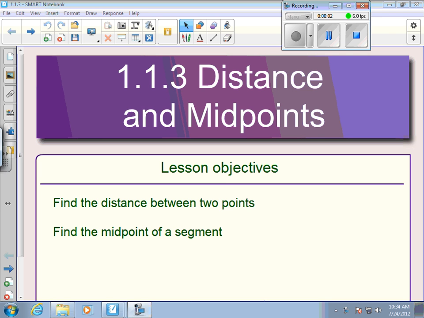Hello class, today we're going to be covering Unit 1, Chapter 1, Section 3, Distance and Midpoints. Our lesson objectives today are to find the distance between 2 points and find the midpoint of a segment. You will see a little review in here from algebra from last year, so keep your eyes open.